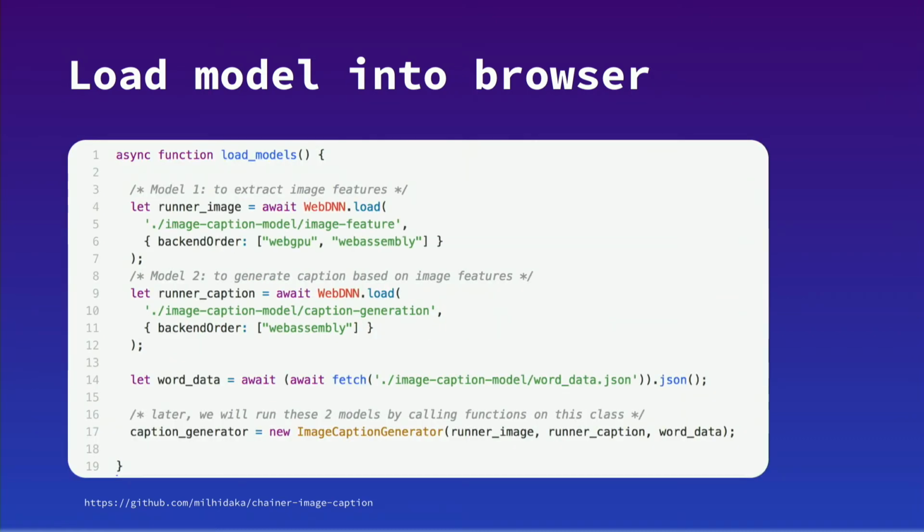So the first step is actually loading the model. And the first two sections of this function load model 1 and model 2. So if you remember, model 1 takes an image and generates a feature vector. Model 2 takes this feature vector and generates a caption. So load the two models, so load the two files. And then the last step, which is instantiating a class called image caption generator to encapsulate these two models and make it easier to call.